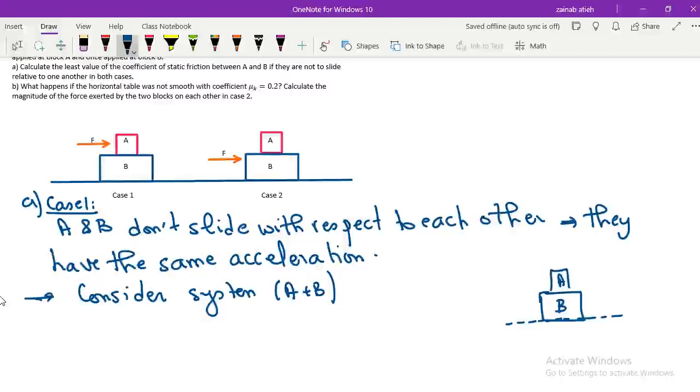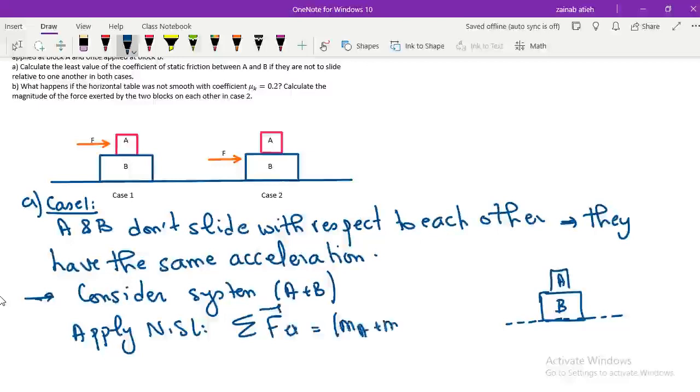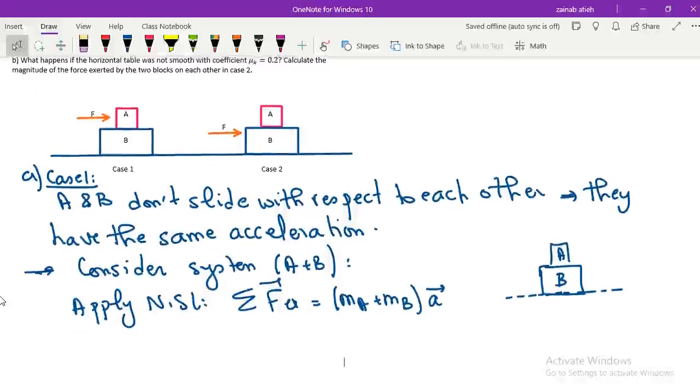Okay, let's apply Newton's second law. It says sum of forces external on the system is equal to the mass of the system. The mass of the system is MA plus MB because I'm applying it on the system, times the acceleration of the system. All the system has the same acceleration. A and B have the same acceleration. So what are the forces acting on my system? The external forces acting on my system.